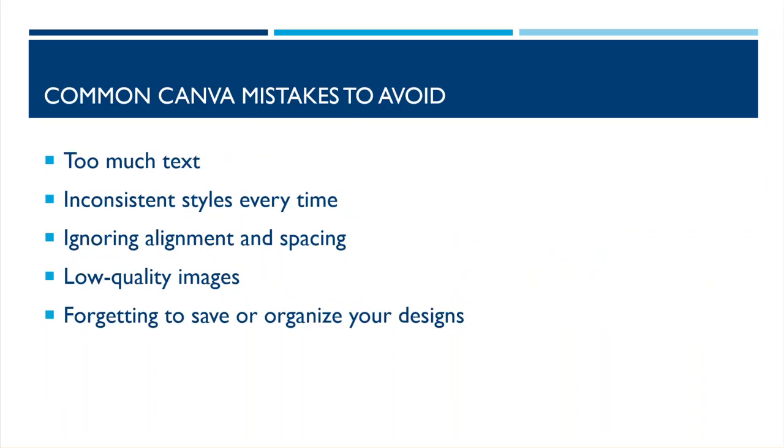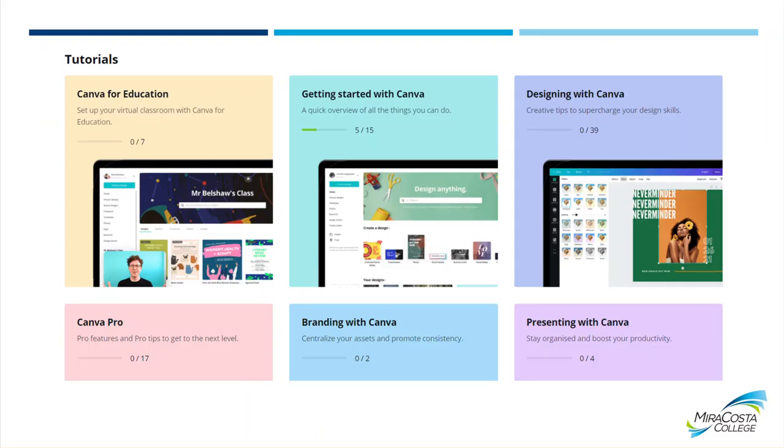Common Canva mistakes to avoid: too much text. Oh, I see this all the time. When you're posting on social media, the text should be in the caption or the copy, not in the graphic that's being posted. You want to grab attention with the image. Other mistakes are inconsistent styles every time, ignoring alignment and spacing, low quality images, so make sure your images are always high quality, and forgetting to save or organize your designs. They have lots of tutorials here: Canva for Education, getting started with Canva, and designing with Canva. These are just a few of the tutorials. There's so many of them.